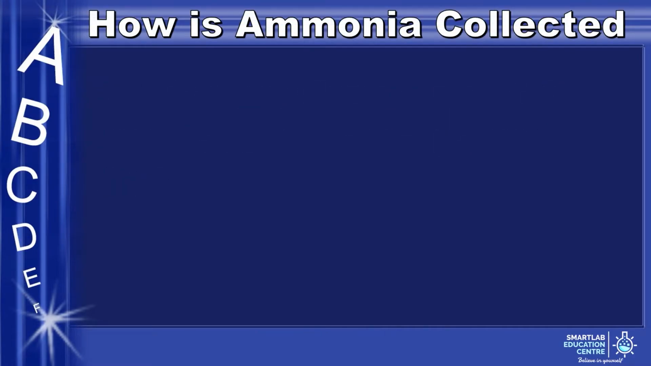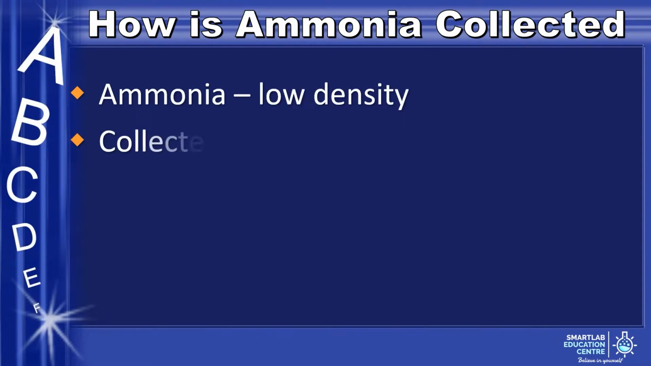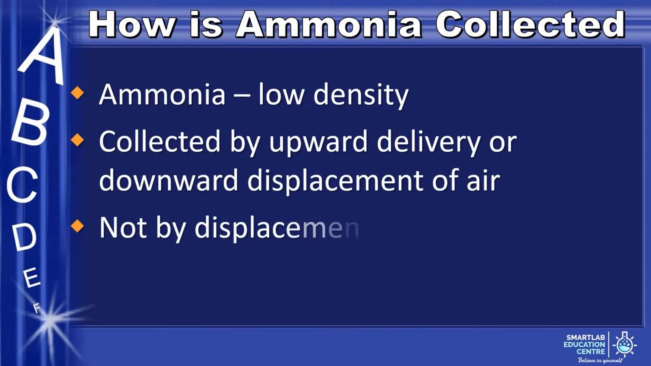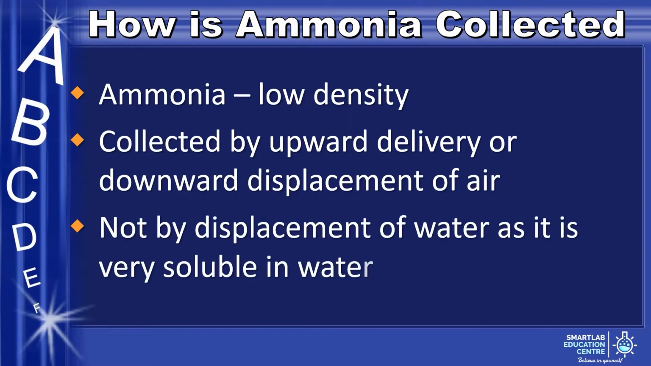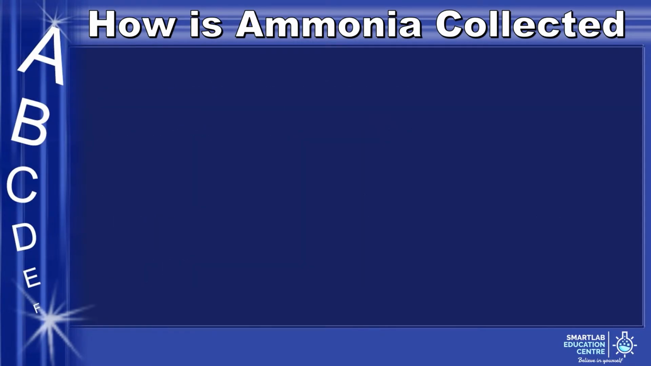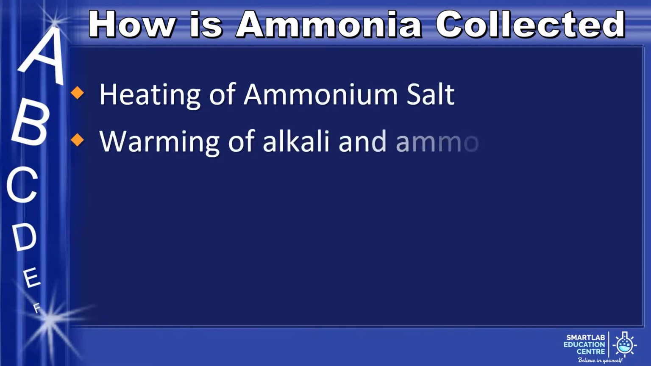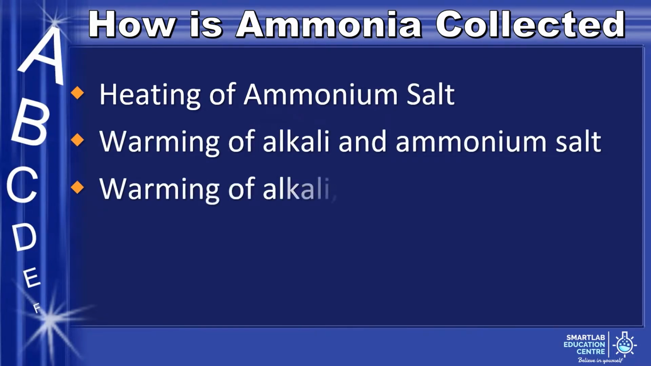How should ammonia be collected? Since ammonia has a low density, it is collected by upward delivery or downward displacement of air. It is not collected through displacement of water, as it is very soluble in water. It can also be collected in the heating of ammonium salt, warming of alkali in ammonium salt, or warming of alkali with zinc or aluminium and nitrate.